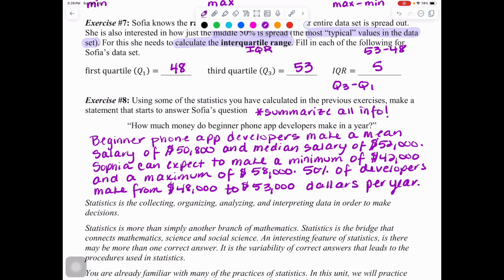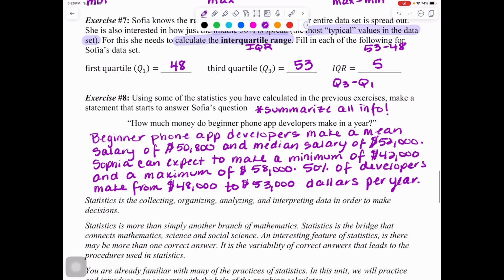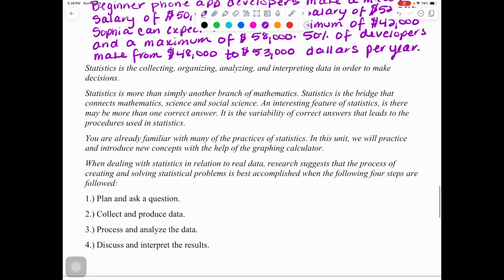So in summary, let's talk about a few things here at the end. Statistics is the collecting, organizing, analyzing, and interpreting of data in order to make decisions. Statistics is more than simply another branch of mathematics. It is the bridge that connects math, science, and social science. An interesting feature of statistics is there may be more than one correct answer. It's the variability of correct answers that leads to the procedures used in statistics. You're already familiar with many of the practices.